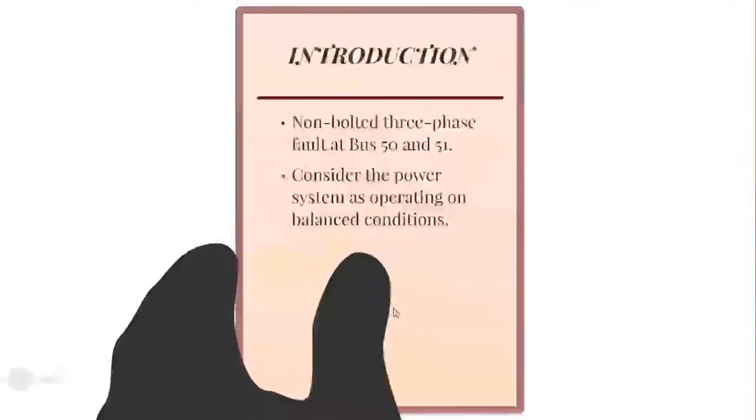For the introduction, for our group, the type of disturbance that we have obtained is a non-bolted three-phase fault at bus 50 and 51. It is quite common to consider the power system as operating in a balanced condition because a balanced power system must fulfill the following requirements: three-phase balanced voltage source, three-phase symmetrical load, three-phase transposed feeders, and three-phase equal self-impedance.